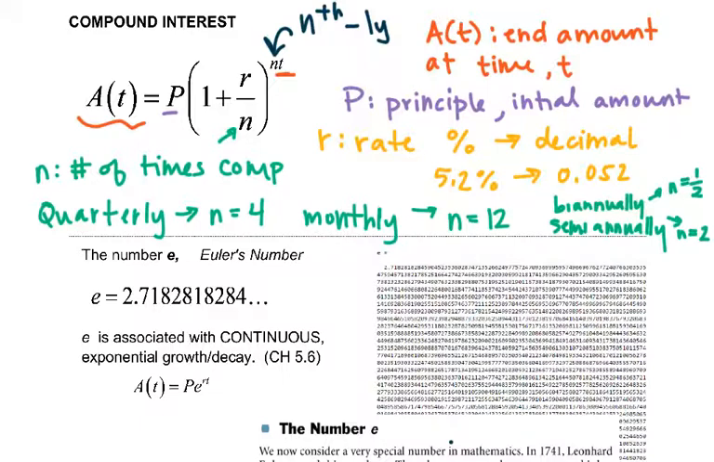Okay, so we deal with compound interest. And whenever it's compounded nthly, daily, monthly, yearly, biannually, semi-annually, hourly, quarterly, any of these options, we're going to choose this formula. A of t equals P times 1 plus R over N to the NT.